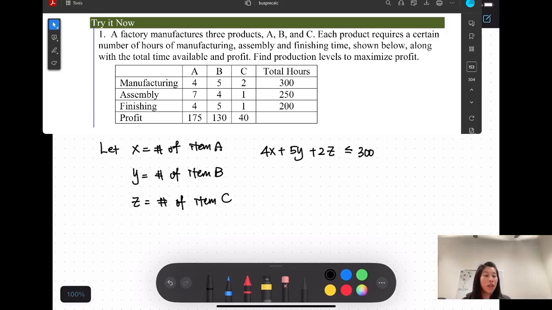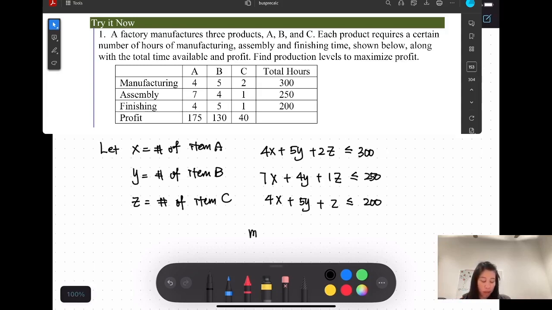Please pause the video and try these two by yourself. Okay, the second one should be 7x plus 4y plus 1z less than or equal to 250. The next one is 4x plus 5y plus z less than or equal to 200. These should be your constraint functions.